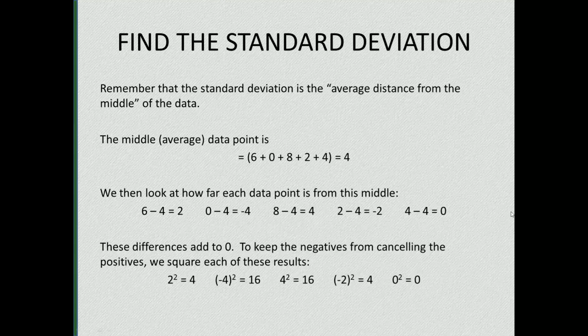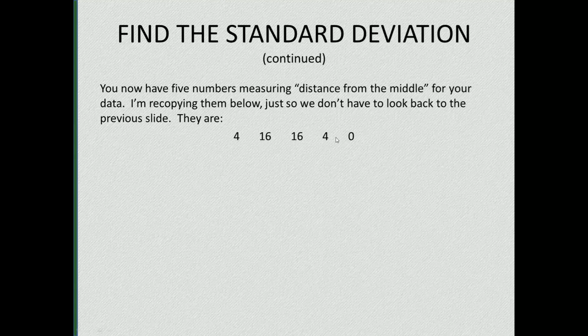That will always happen. And so to keep the negative numbers from canceling the positive numbers, we're going to square everything in sight simply to make the results positive. So 2 squared is 4. Negative 4 squared is positive 16. 4 squared is 16. Negative 2 squared is 4. 0 squared is 0. 4, 16, 16, 4, and 0 are our squared distances from the middle.